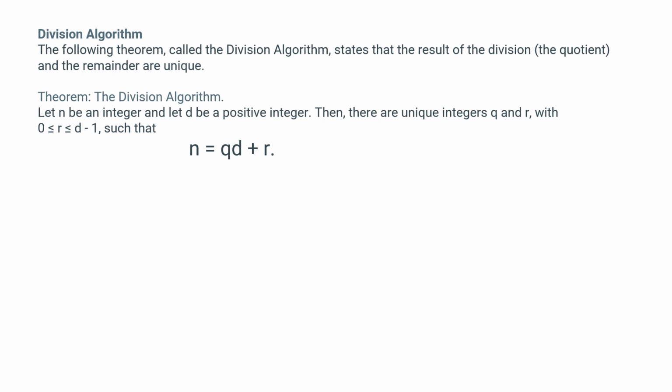So this theorem is called the division algorithm, which is a little weird because it's not an algorithm, it is a theorem. Anyway, here's what it says. I'll read it first, then we'll look at an example because it might not make a lot of sense at first. Okay, it says let n be an integer and let d be a positive integer. Then there are unique integers q and r, with r being between 0 and d minus 1, such that n equals q times d plus r.